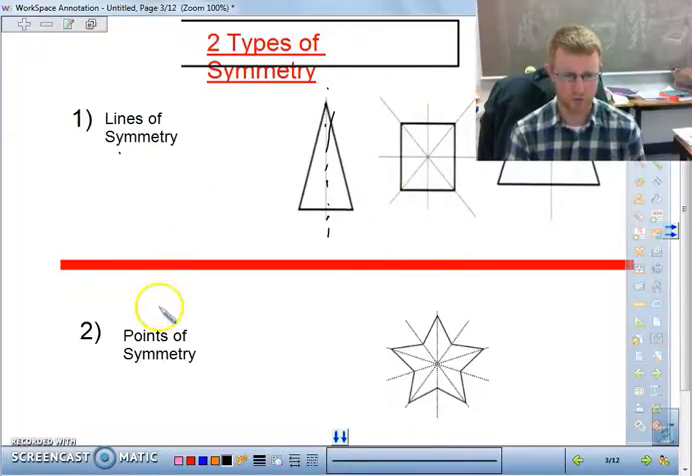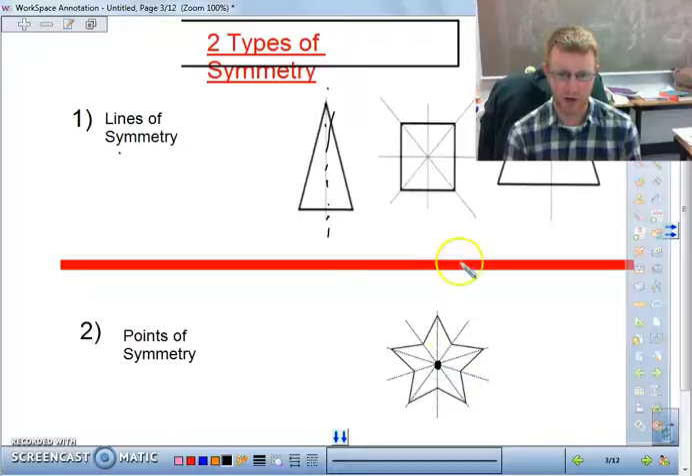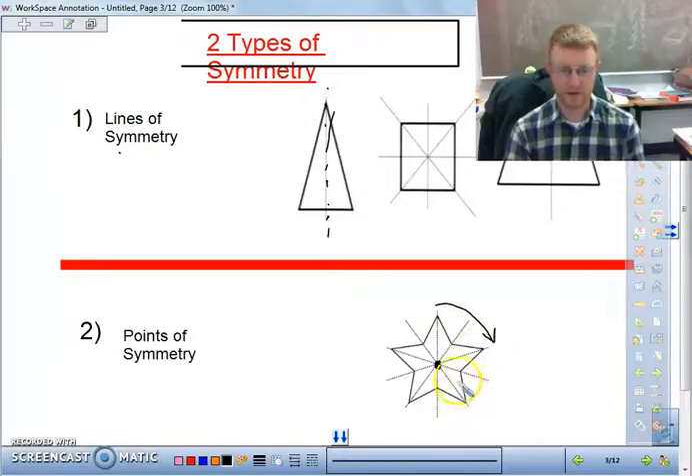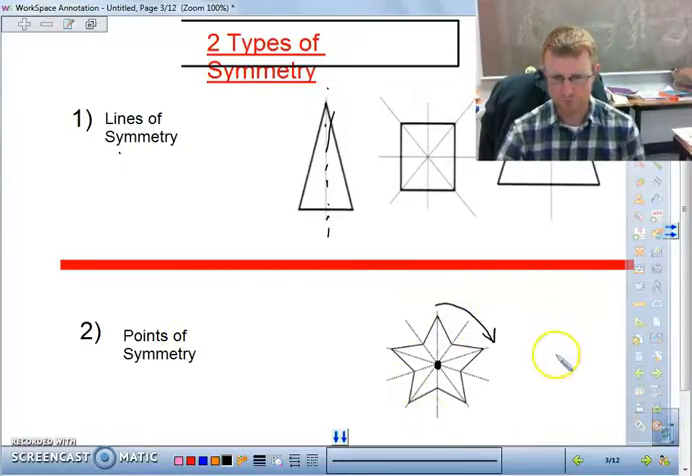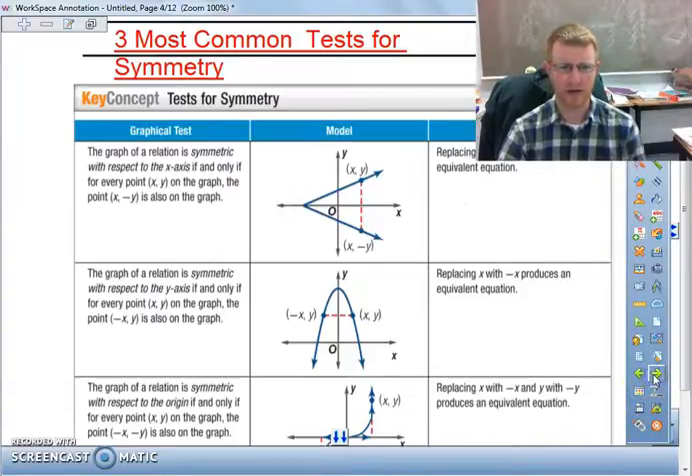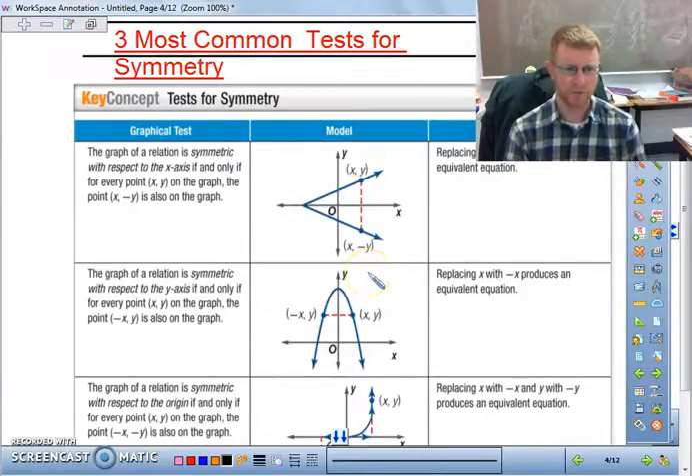That's pretty self-explanatory. Points of symmetry is a little bit different. Points of symmetry is if we're using a point, say in the middle of this star, a point of symmetry says that if you rotate it a certain number of degrees, in this case from point to point, it would be the exact same image. So the point of symmetry is more of a rotational symmetry, not a line of symmetry.